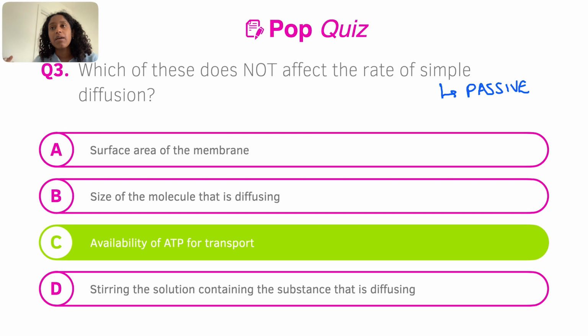So that means when we're thinking about what affects the rate of simple diffusion, the availability of ATP does not affect the rate because simple diffusion does not rely on ATP. If this was what affects the rate of active transport, then the availability of ATP for transport would be an answer. We know that the surface area of the membrane affects the rate of simple diffusion, and we found that out in our agar jelly experiment. We know the size of the molecule that is diffusing affects the rate of simple diffusion, and we know that stirring the solution containing the substance that is diffusing also affects the rate of simple diffusion, because if you stir the solution, you're going to maintain those concentration gradients and allow for diffusion to occur faster.